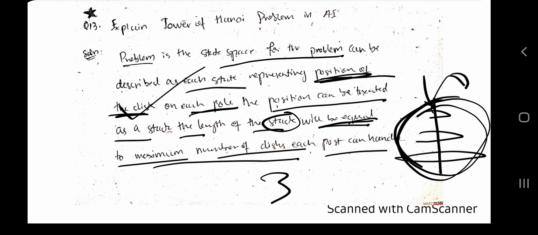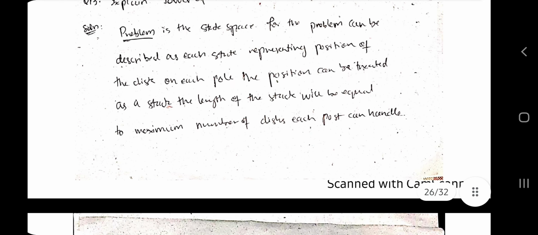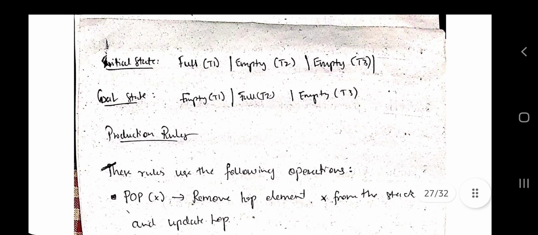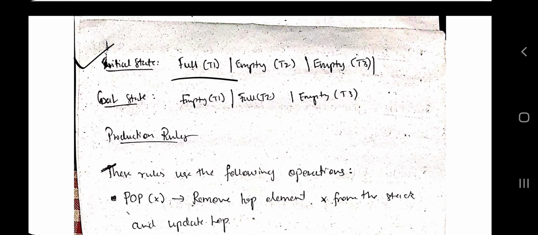If there are 3 disks at one time, a maximum of 3 only can be there, because there is no other disk. How will a 4th disk come? Very simple common sense, right? Initial state will be, T1 will be full and T2 and T3 will be empty. Goal state will be, in T2 it should be full, and this will be empty.